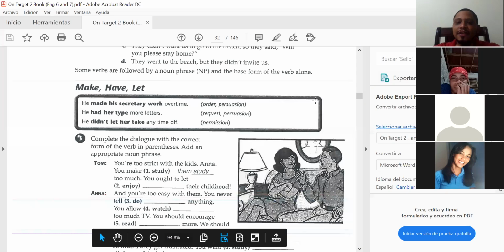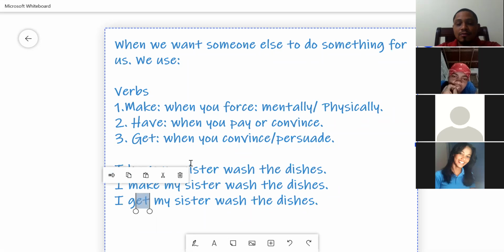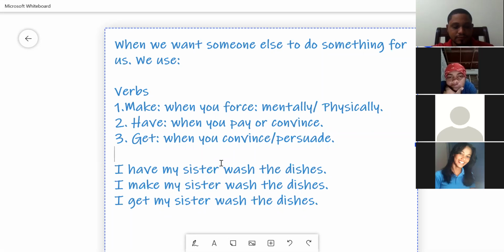Now, there is an important thing that I forgot to tell you about when you use these verbs, okay? Notice that when you use have, when you use make, and when you use get, what is it that you don't see after them? Okay, I will tell you.